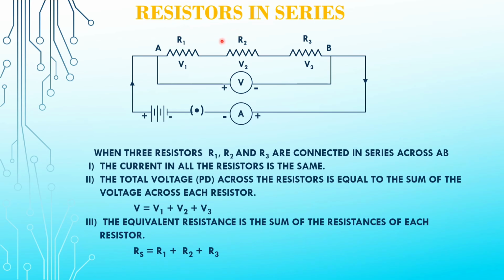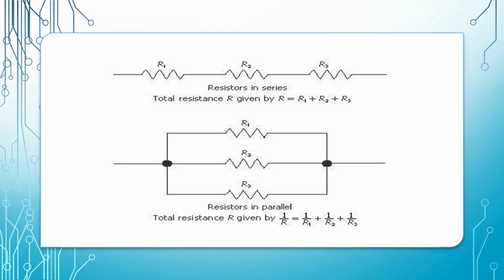This is to show you that if the resistors are connected in series, the diagram will be like this: R1, R2, R3 continuously connected. So here the total resistance R is given as R is equal to R1 plus R2 plus R3.